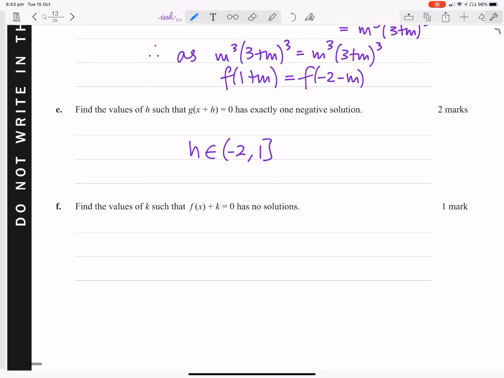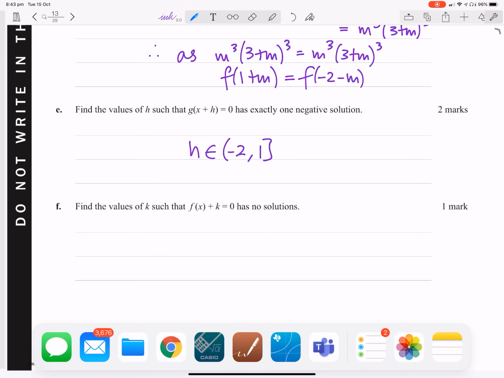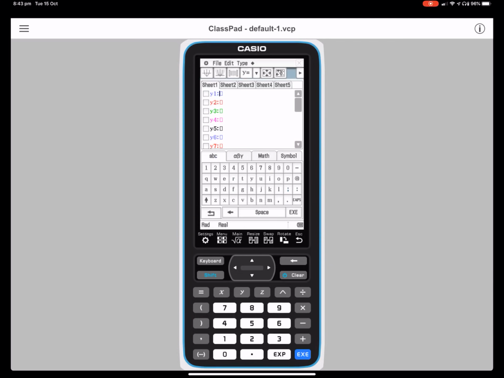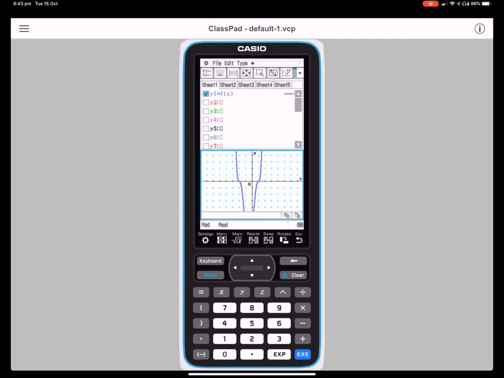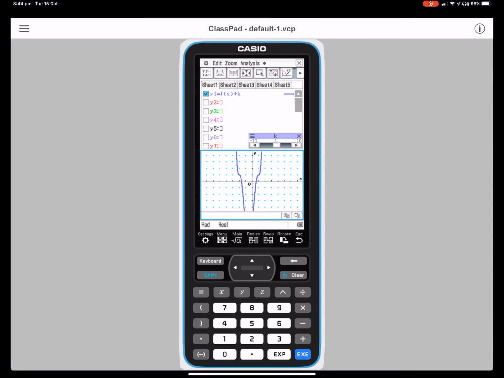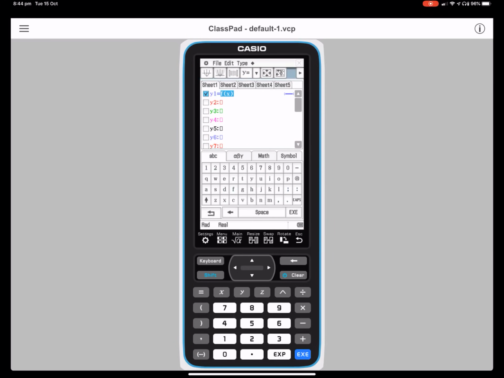Find the value of k such that f of x plus k has no solutions. Okay, so if we sketch, get rid of this, put in f of x. K is going to move it up. So if we say plus k, yes, I get it. So it's going to move it up, up, up. We need to find what that turning point is. It's a minimum.